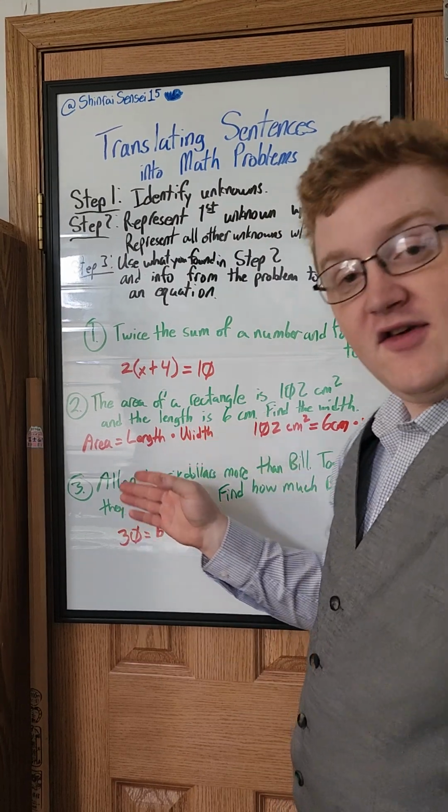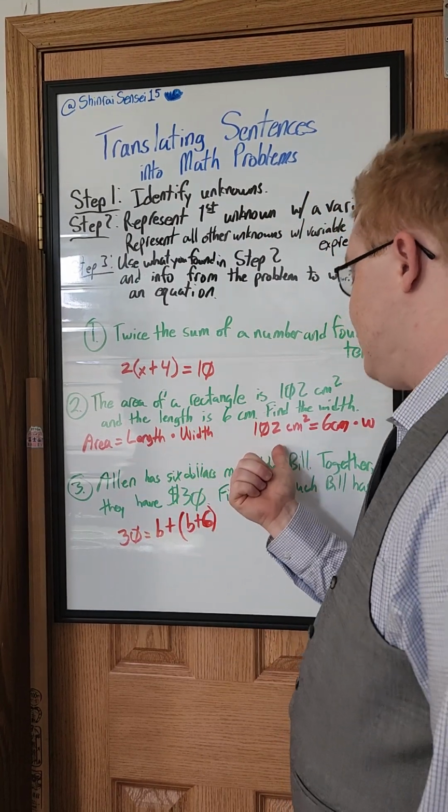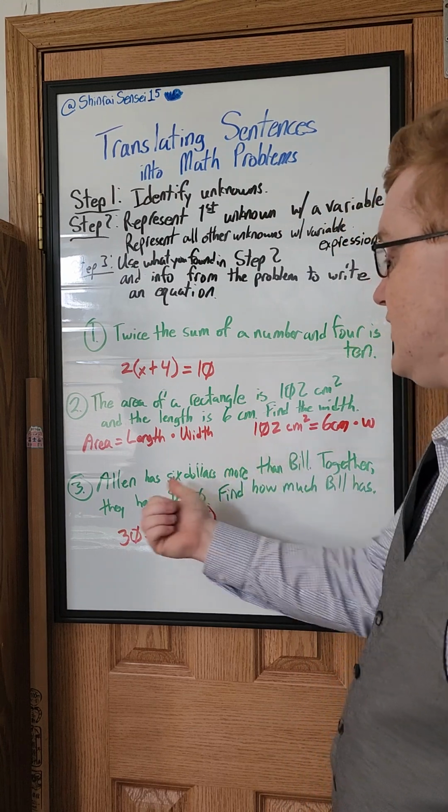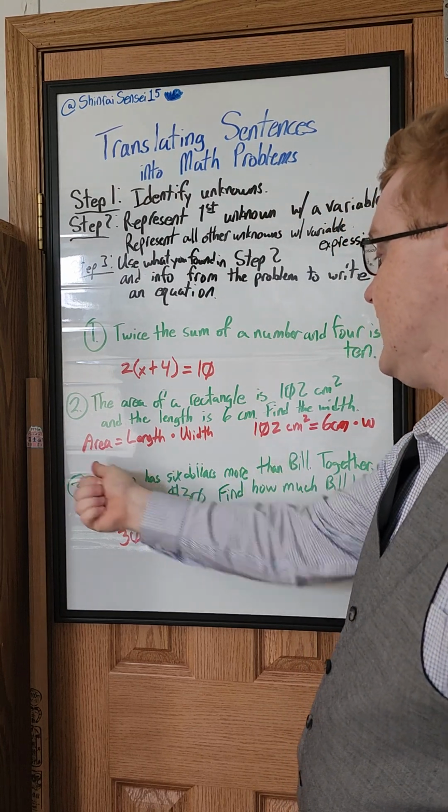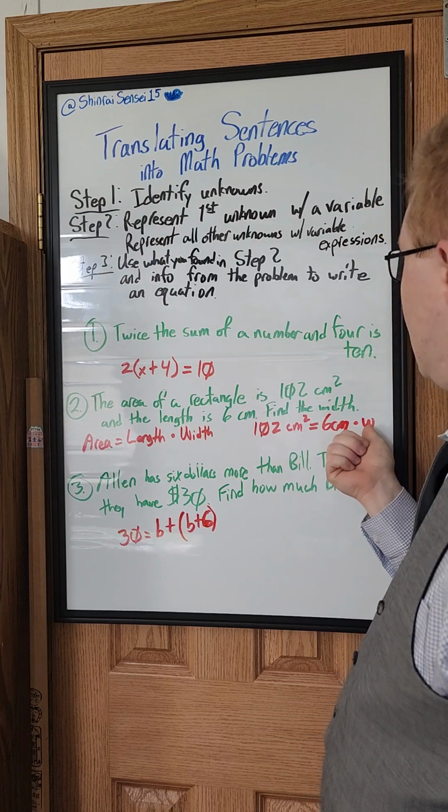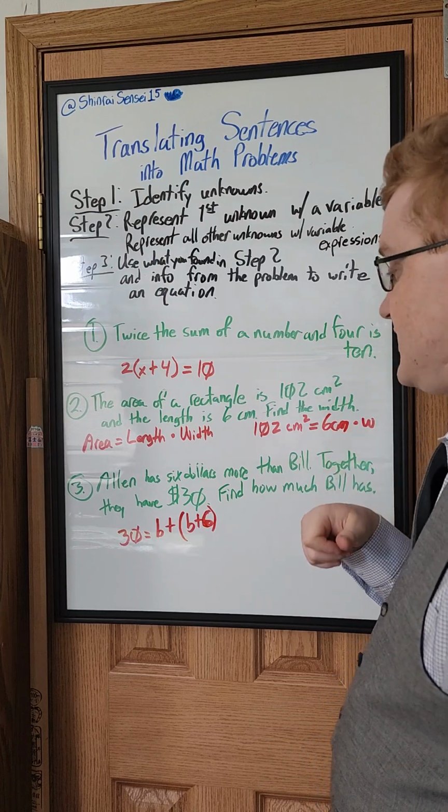So this one's easy, like I said, because it has a formula. All you got to do is plug the data in, so the area and the length we know, and then the width we don't, and then the width just represent with a W.